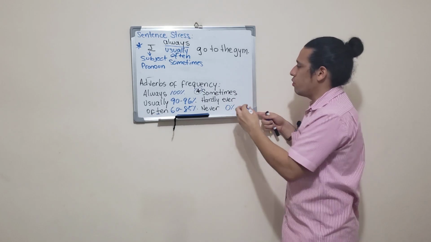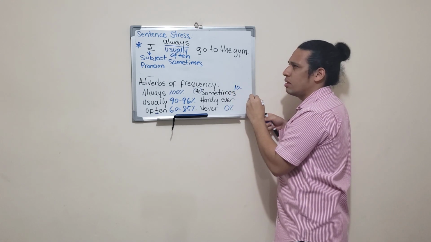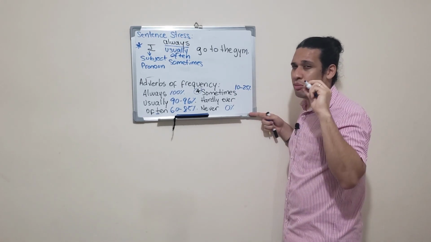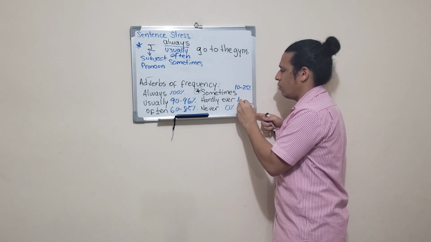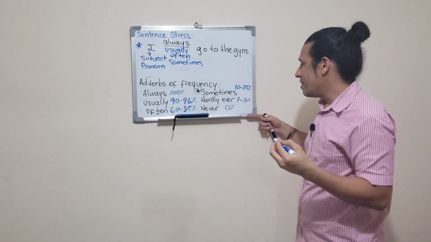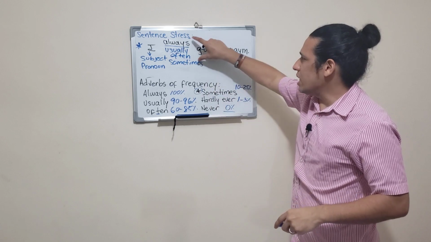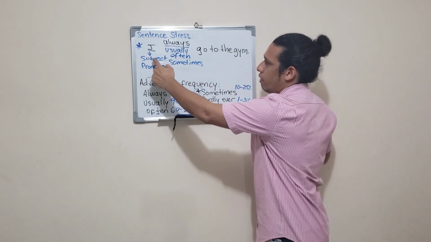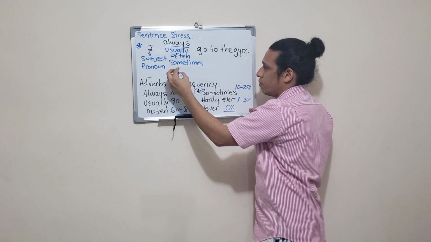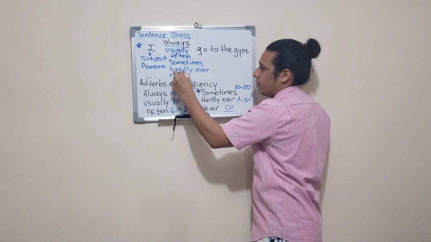Then sometimes represents probably 10% to 25% of the times, right? And then hardly ever, it's a very small amount of times. So you can say, for example, 1 or 3% of the times, right? Hardly ever. And then never, which is 0% of the times. This is very easy to remember, and it uses the same form for all of the subject pronouns, right? I use subject pronoun I, but you can use all of them. You can say hardly ever, and you can say never, right?